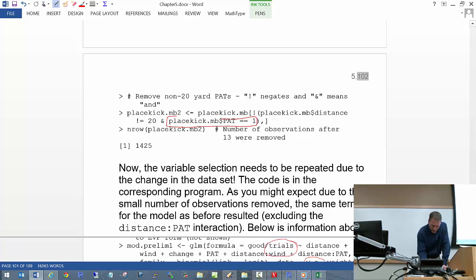So if I execute the code that I just highlighted there, what's going to happen? Does anyone know? Well, I'm sorry. placekick.mb, if you don't remember, is where my data is. This has all my observations in it. PAT is my PAT variable. And I do equal 1.